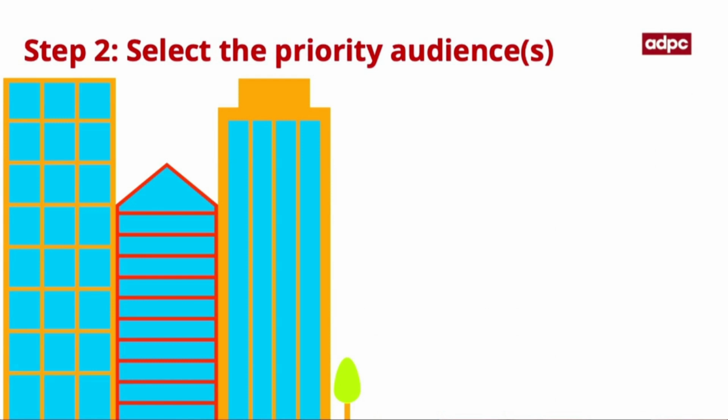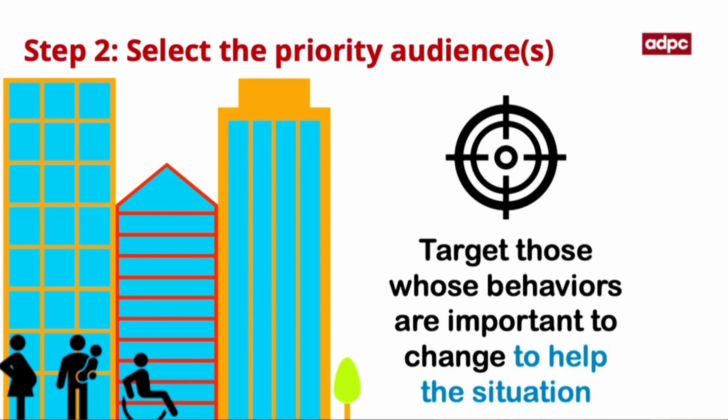Step 2. Select the priority audience. For a risk communication plan to be successful, you can't target all possible audiences. That is neither possible nor feasible. Rather, you want to target the audience or audiences whose behaviors are the most crucial to change to help the situation that you want to address. These audiences, who will become the target of your disaster risk communication plan, are called priority audiences.